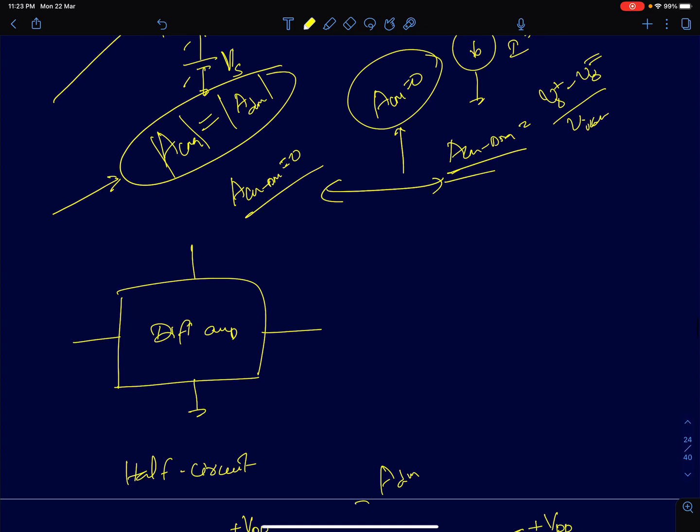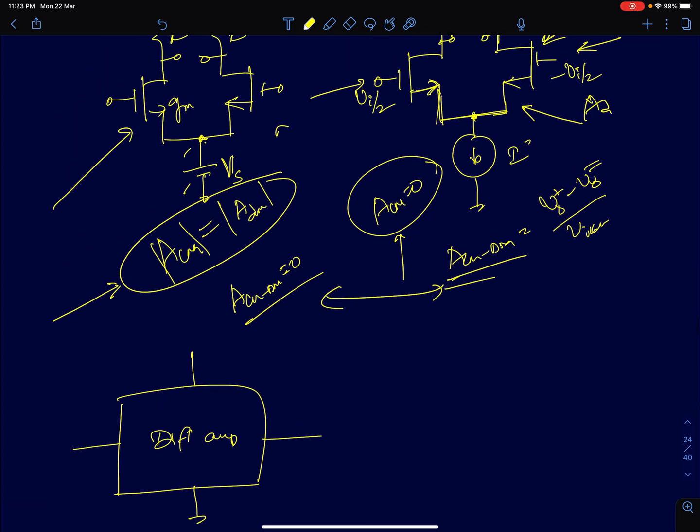Now, what we have discussed so far is the different gains, and we took two very standard topologies of differential pairs and analyzed and found the three important gains: common mode, differential, and ACM DM.